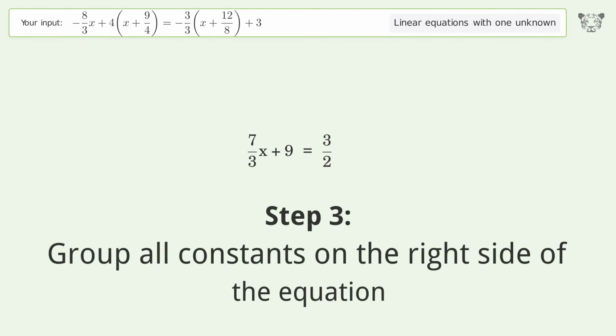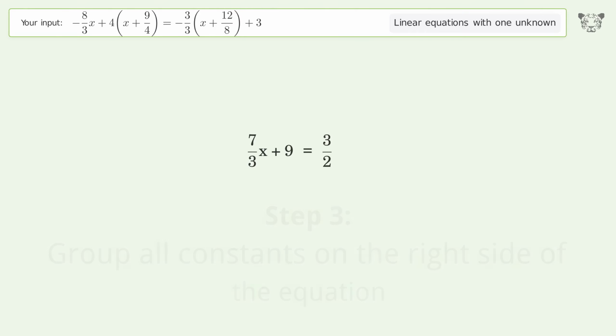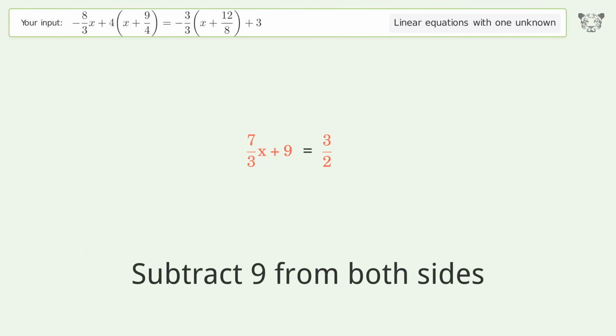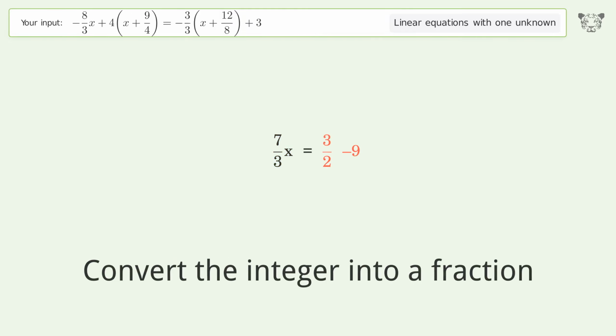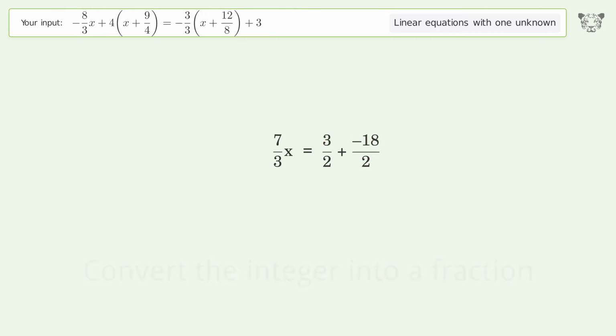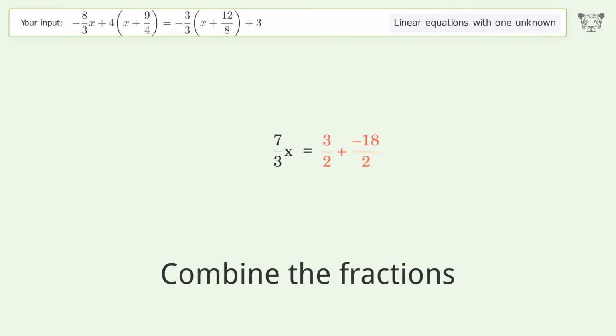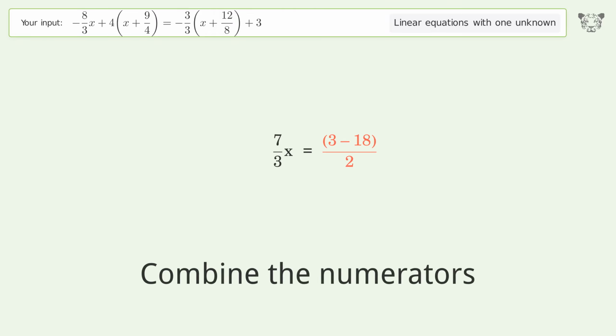Group all constants on the right side of the equation. Subtract 9 from both sides. Simplify the arithmetic. Convert the integer into a fraction. Combine the fractions. Combine the numerators.